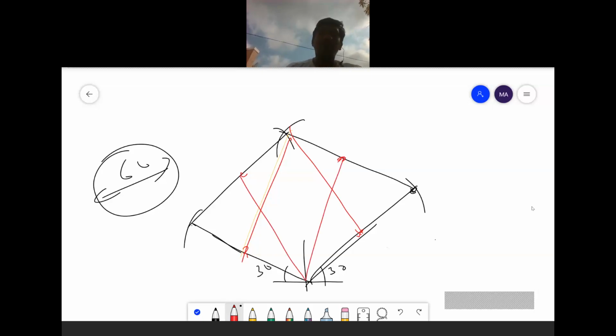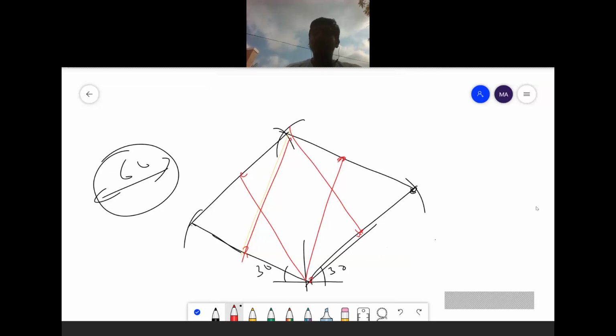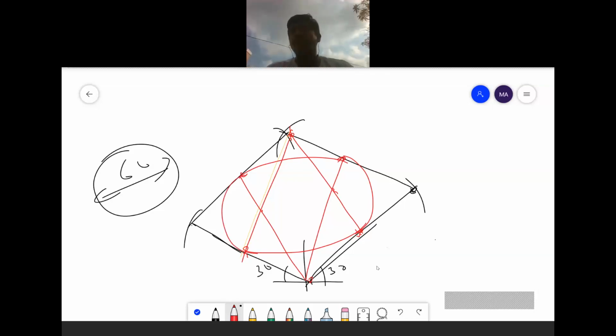After that, I'm taking this as a center and this as a radius, and drawing one arc. I'm taking this as a center, this as a radius, and drawing another arc. Taking this as a center, this as a radius, I'm drawing one arc, and another arc. Okay. With this, it will form a circle using the 4-center method.